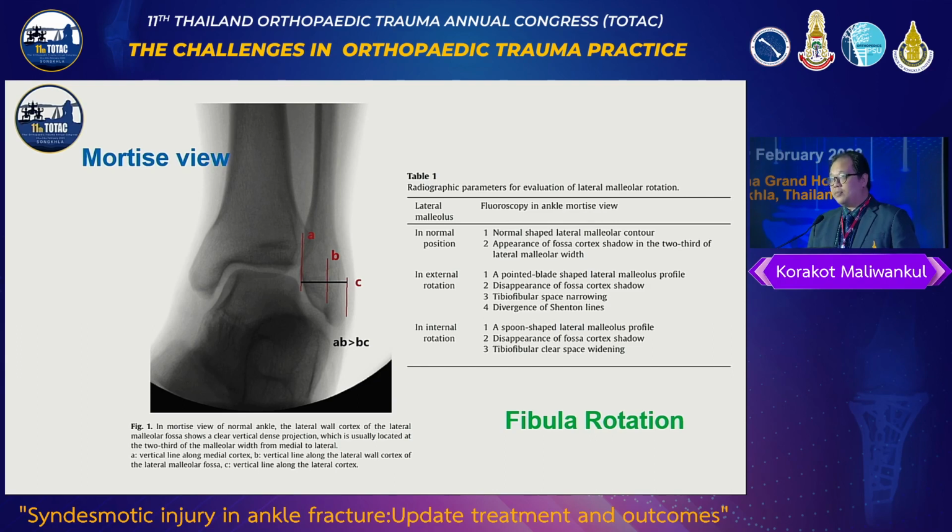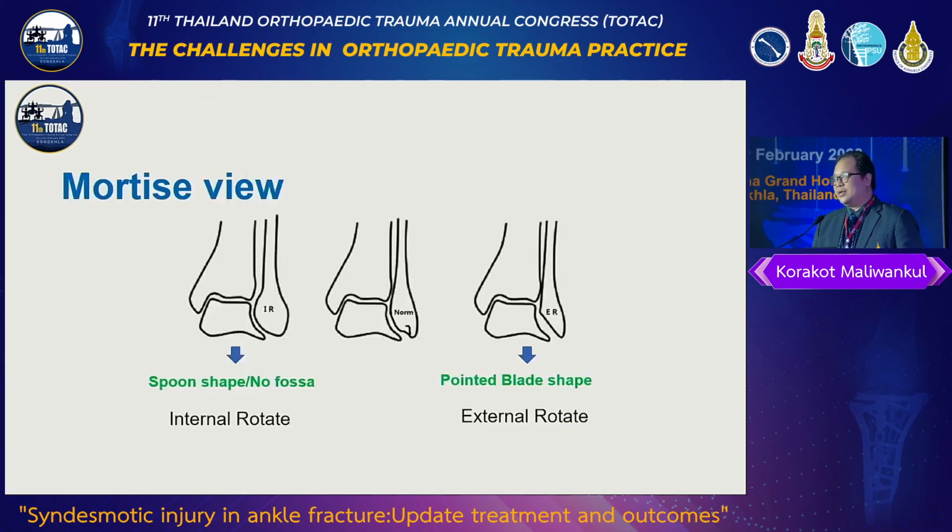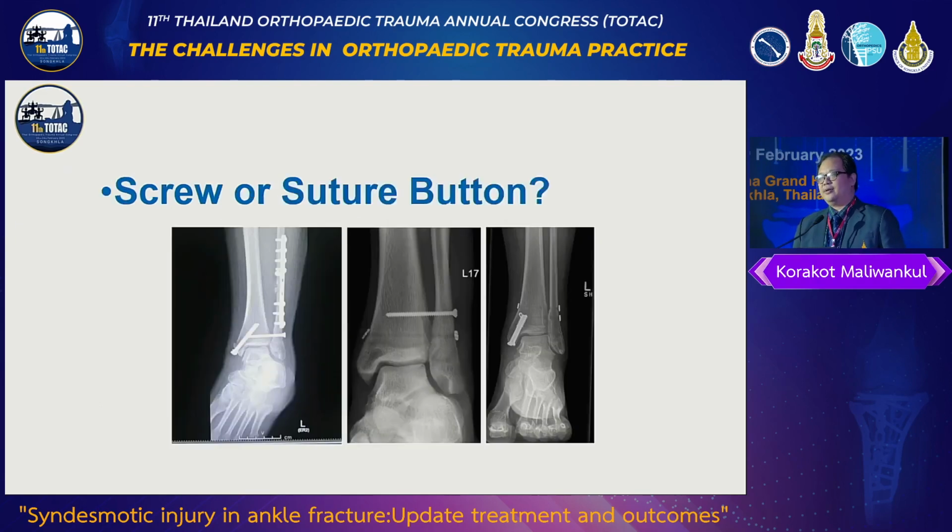And the shape of the distal fibula helps us to evaluate the rotation. If it is a spoon shape, it might be internally rotated, so check it. If it's a pointed blade shape, it might be externally rotated. Usually it is the external rotation.